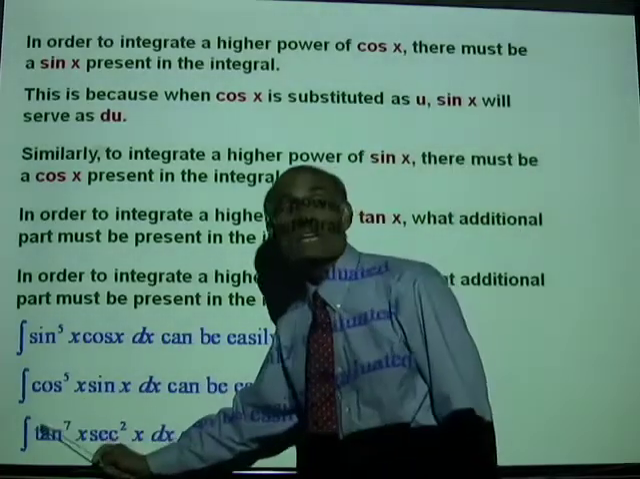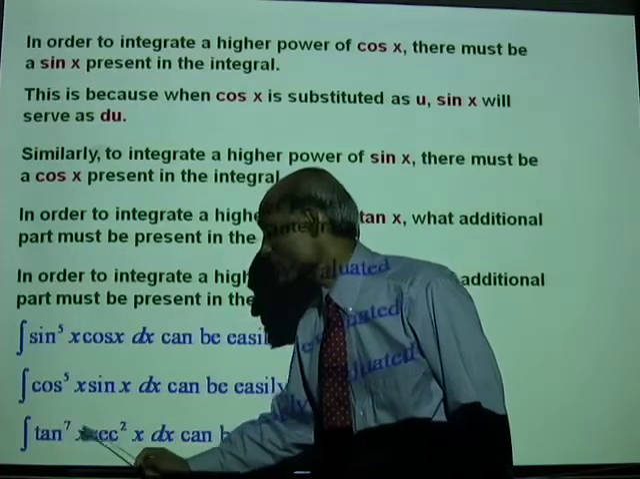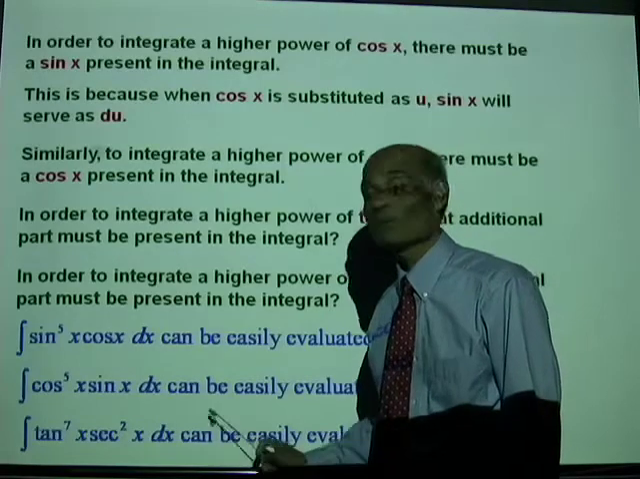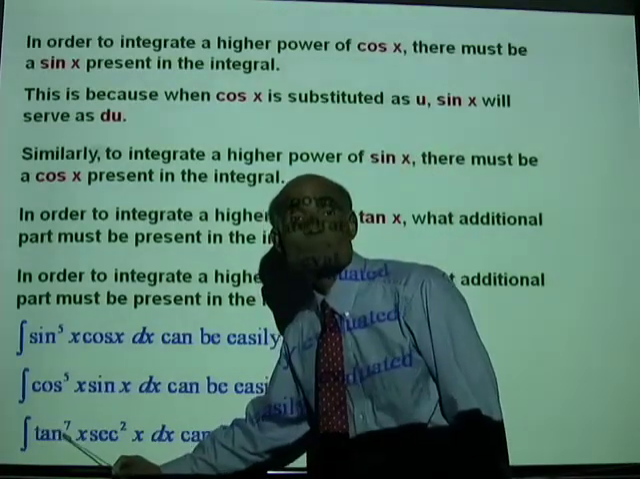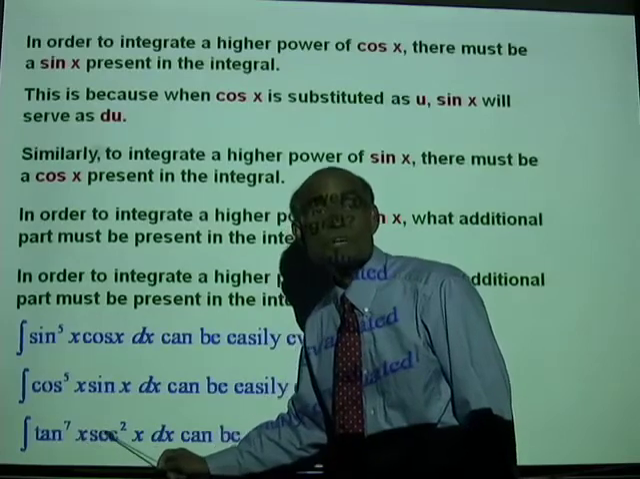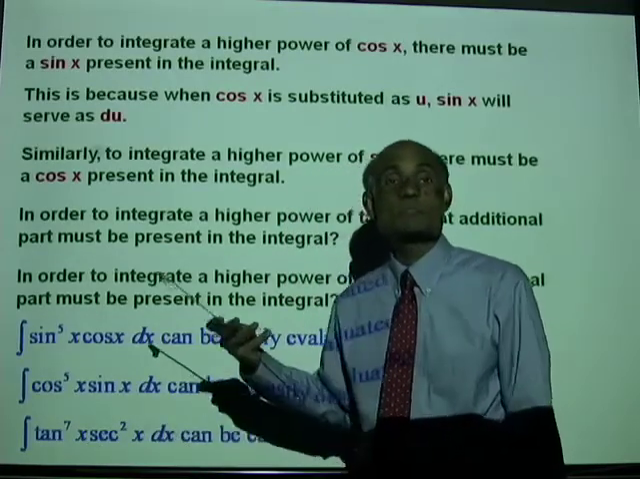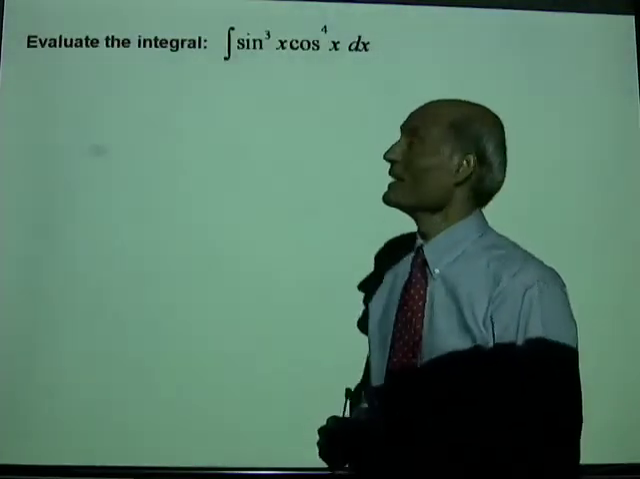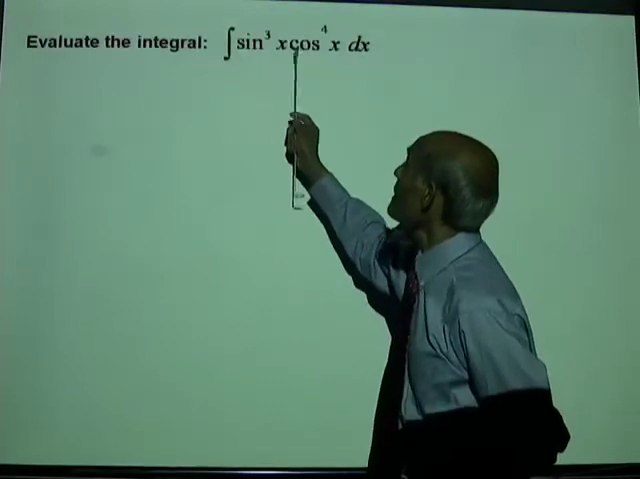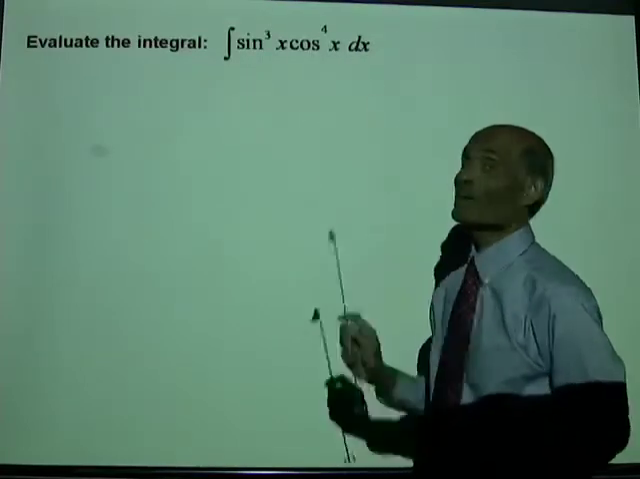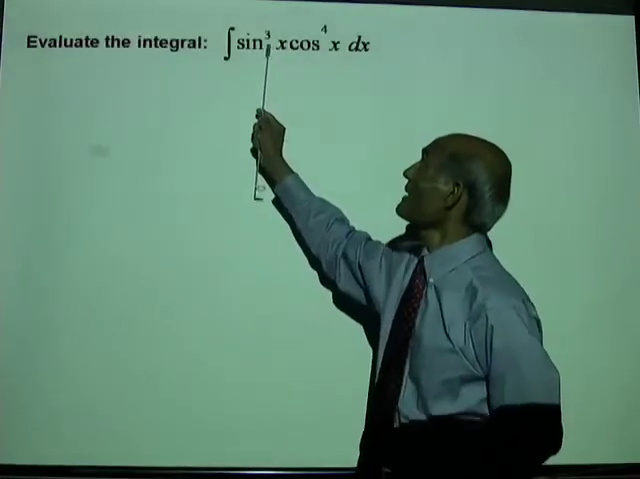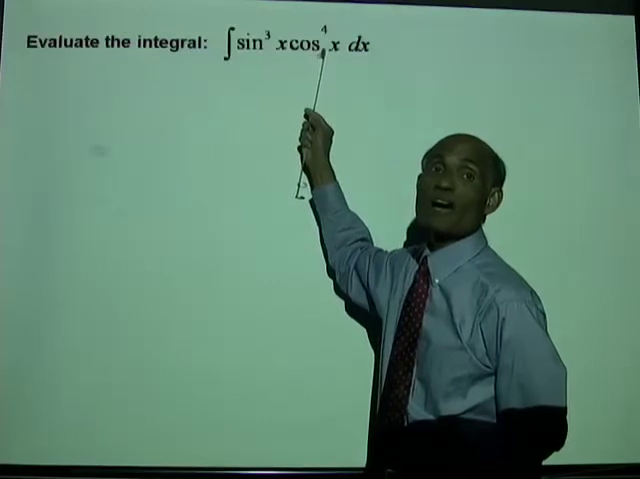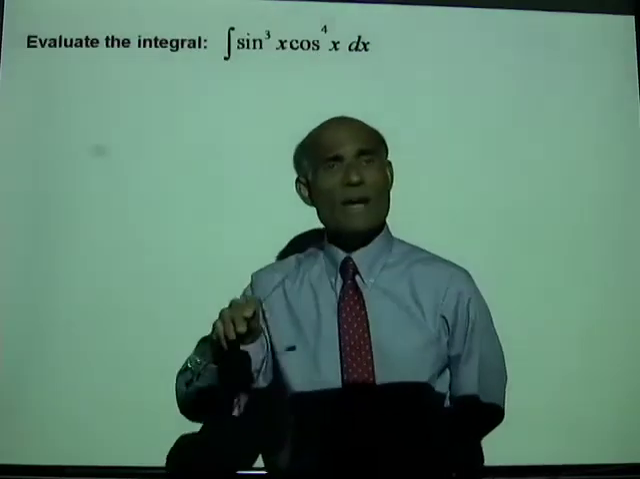In the same way, integral tan to the power of 7x secant squared x dx can be easily integrated. Why? Because you make a substitution tan x equal to u, secant squared x dx becomes du. Alright, let's do a simple integration. Integrate sine cube x cos to the power of 4x dx. You notice here that the power of sine is odd and the power of cosine is even. Now, why are they significant?